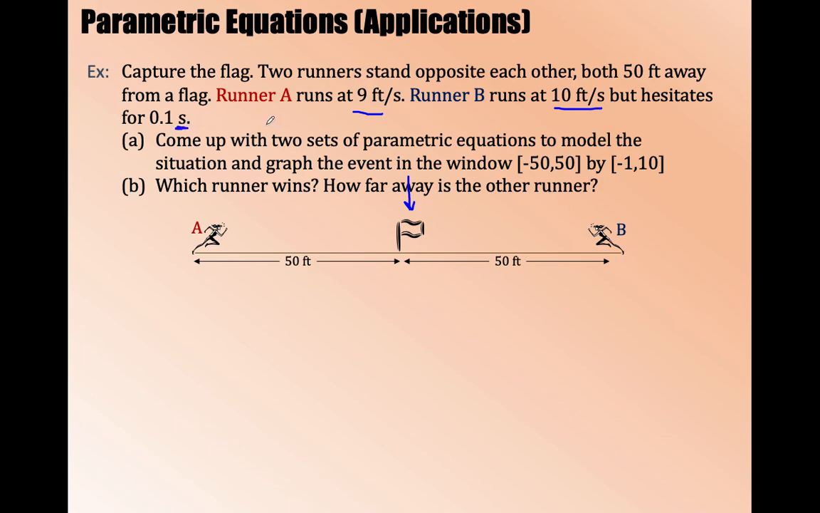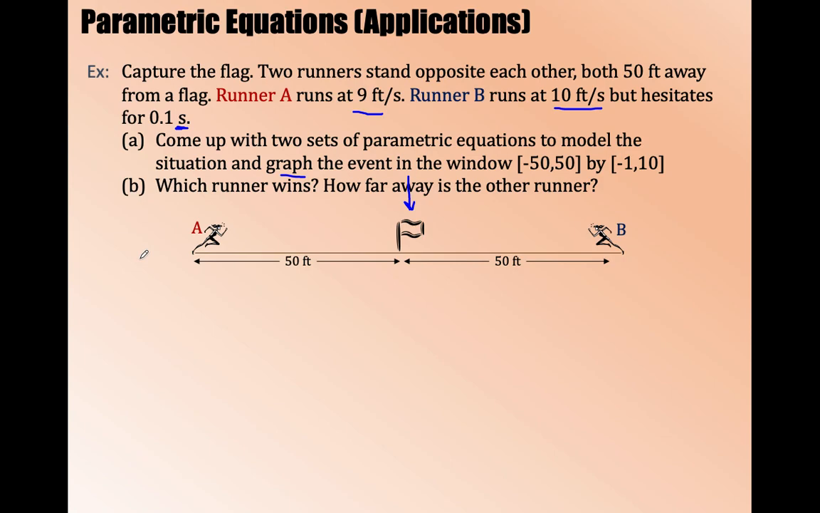So first they want me just to come up with two sets of parametric equations to model the situation. Then we're going to go to our calculator and graph it, and then we're going to do both the math and calculator to determine which runner wins.